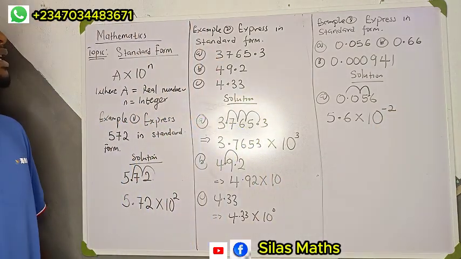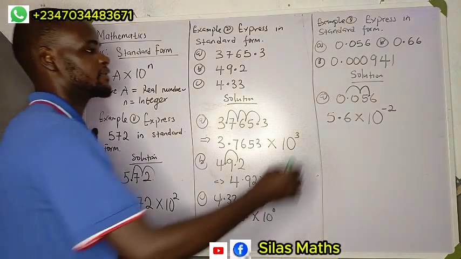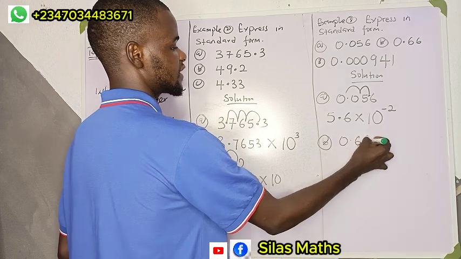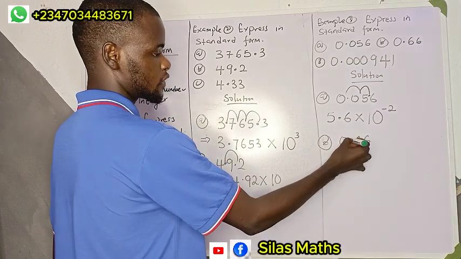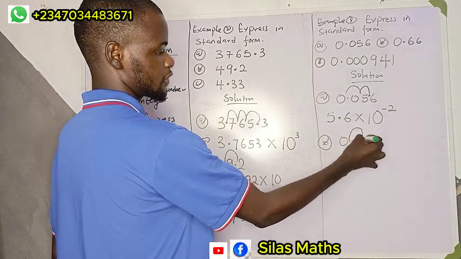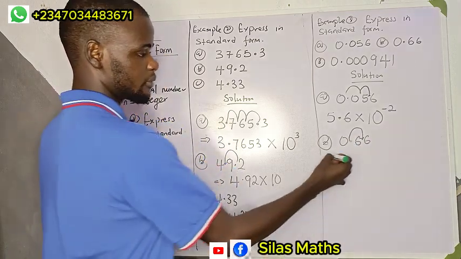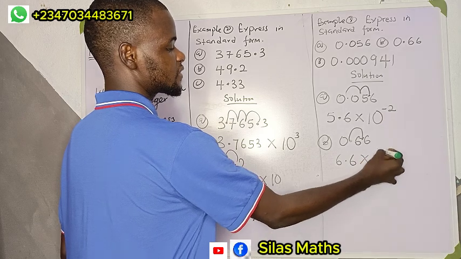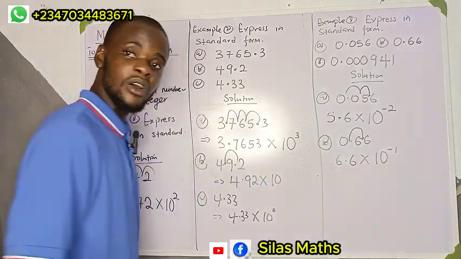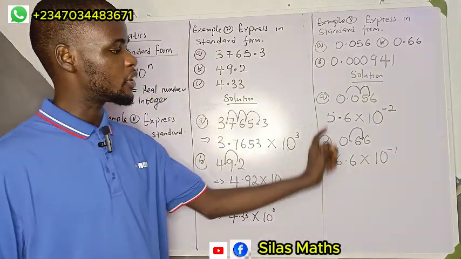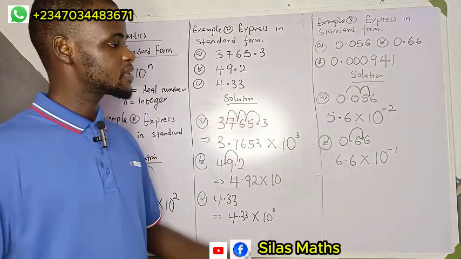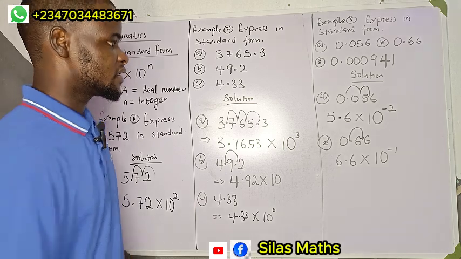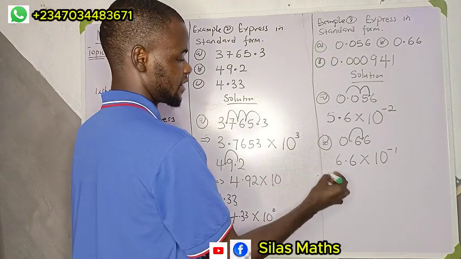So let's consider the second one here. I have this B, I have 0.66. So let's move the point once, right? Once in front of the first non-zero digit. So I'm going to have 6.6 times 10 to the power of -1. Why -1? Because I moved the point once forward. So the power will be what? Negative.